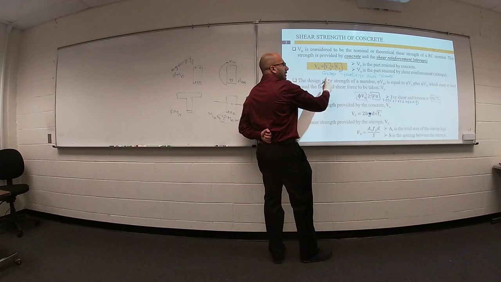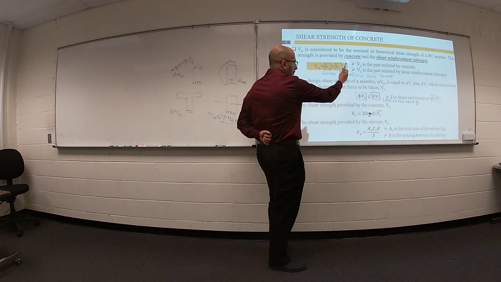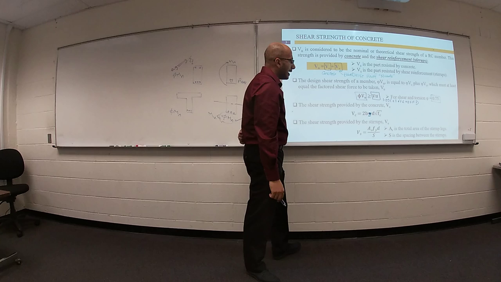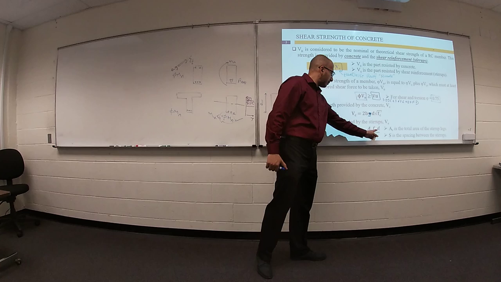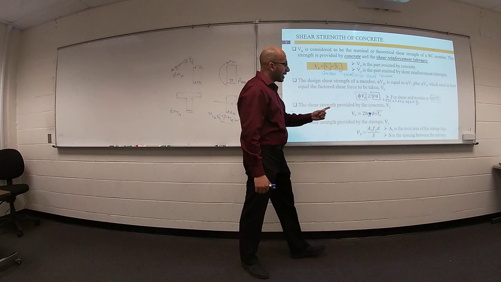We have another term from steel, or from stirrups, Vs. Vs according to ACI equals Av f yield d over s. I can figure out what the term f yield is, the yielding stress. What is the term d, your depth? That's fine. What do you mean by Av and s?